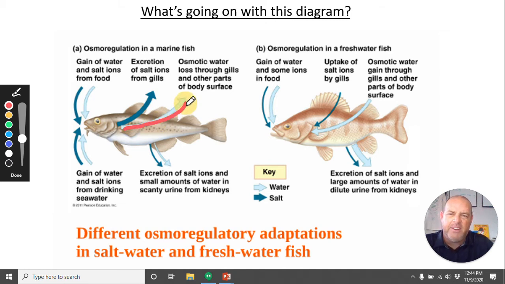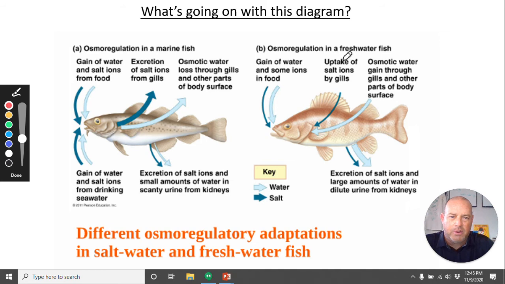So he's given up a fair amount of water as well. And then down here, excretion of salt ions and small amounts of water in scanty urine from kidneys. So they can afford to get rid of a lot of salt, right? Because they have so much salt in the ocean, he doesn't really need a bunch. But he tries to hold on to a decent amount of water. That's why you have a really skinny amount of fresh water coming out in the urine, because it's trying to hold on to as much of that fresh water as it can.